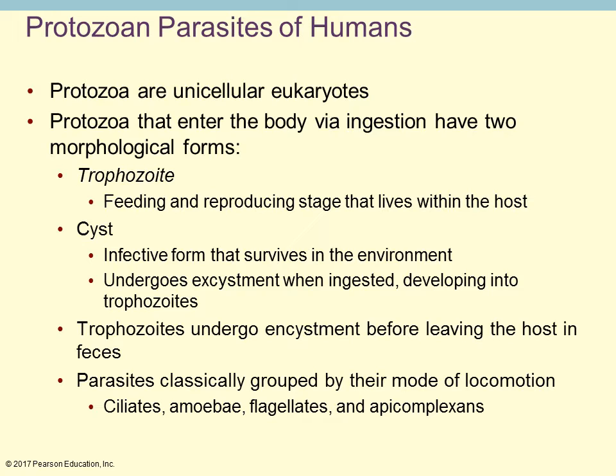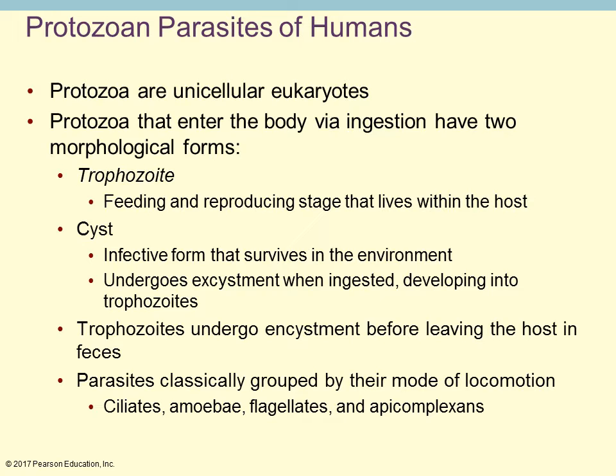morphological forms. The first one, the trophozoite, is the feeding and reproductive stage. This is the stage that it will be within the host. The cyst form is usually how it survives in the environment, and that's the form that it's in when a human becomes infected. And then once the cyst is inside the host, the cyst kind of breaks apart, develops into the trophozoite, which is when it's going to feed, reproduce, and then it forms a cyst around it before it leaves the host, typically in the feces.